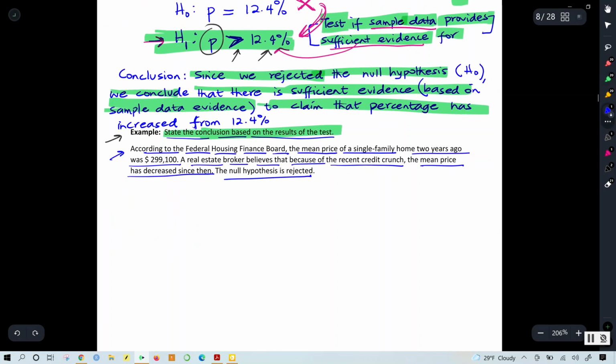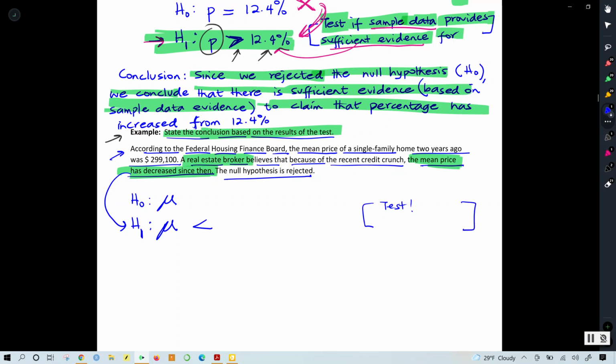If I were working on this problem, my first step would be to state my null and alternative hypothesis. In this case, I can see that a claim was made by the real estate broker that the mean price, so this is about the mean. I'm going to write mean. So the mean price has decreased. Decreased in statistics will be less than. Remember, since this is the claim, it goes always to the alternative because that is the one we want to test if sample data analysis provides sufficient evidence in support of it.